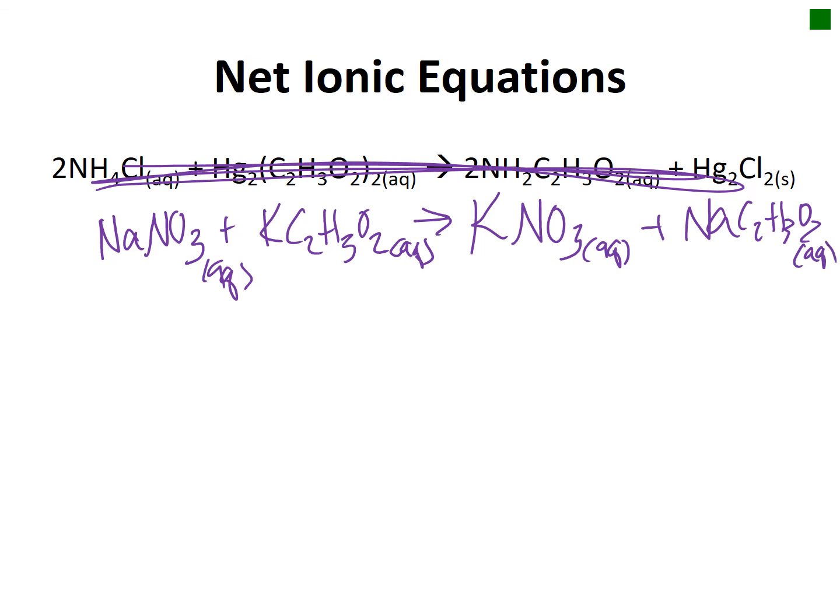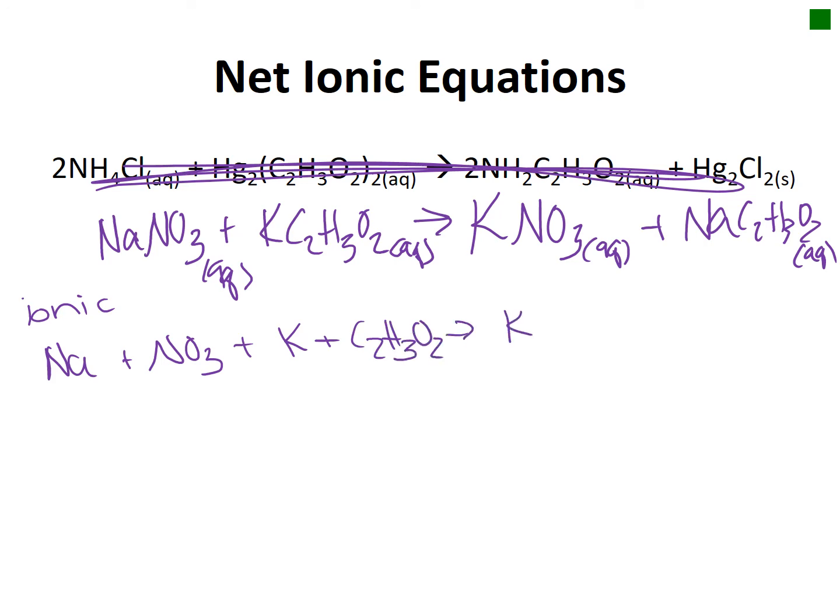Now I'm ready to do my ionic. When I look at my ionic, once again, we're going to separate, we're going to break apart. So we get Na plus NO3. Remember, you're only breaking apart the ones that are aqueous. C2H3O2 goes to K plus NO3 plus Na plus C2H3O2. Okay, and then you want to write aqueous after every single one. AQ, AQ, AQ. Takes a little bit.